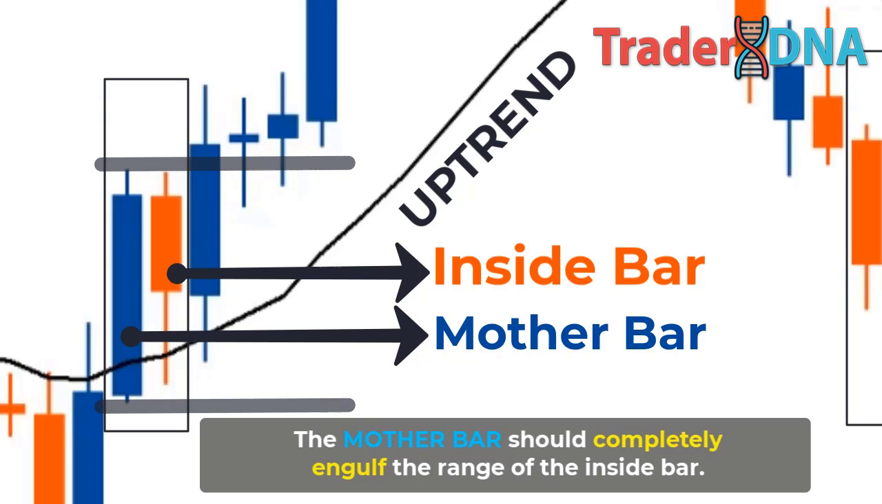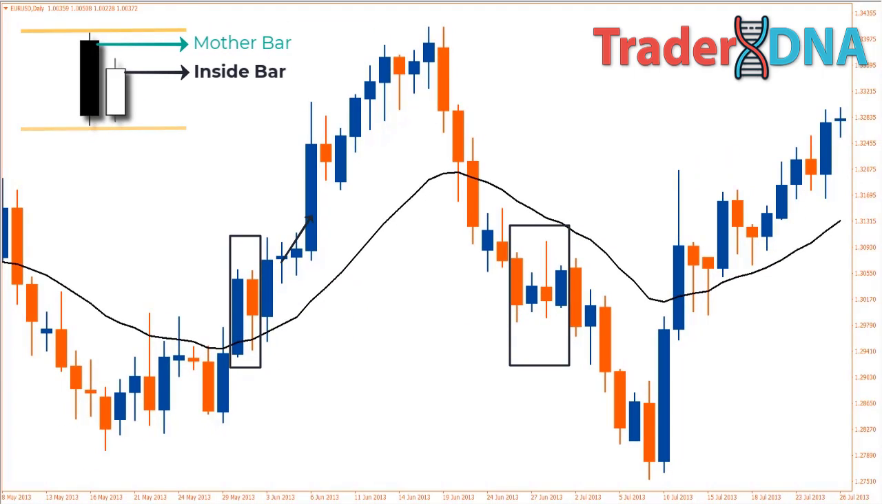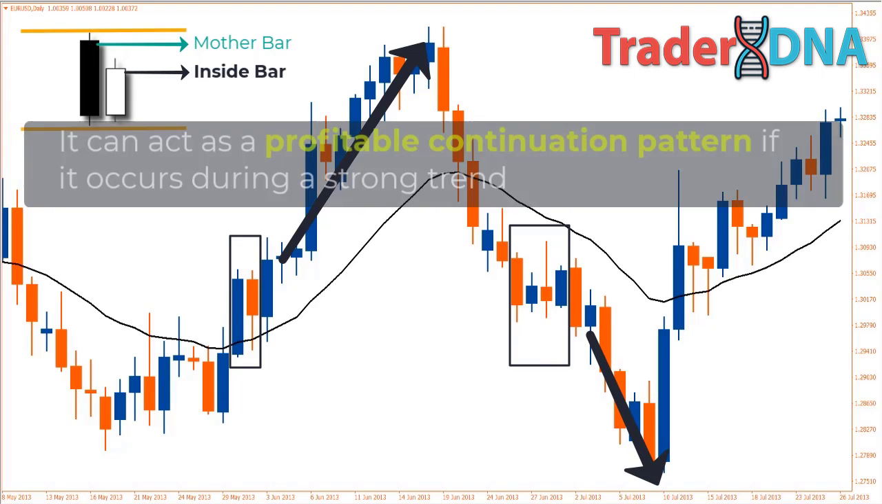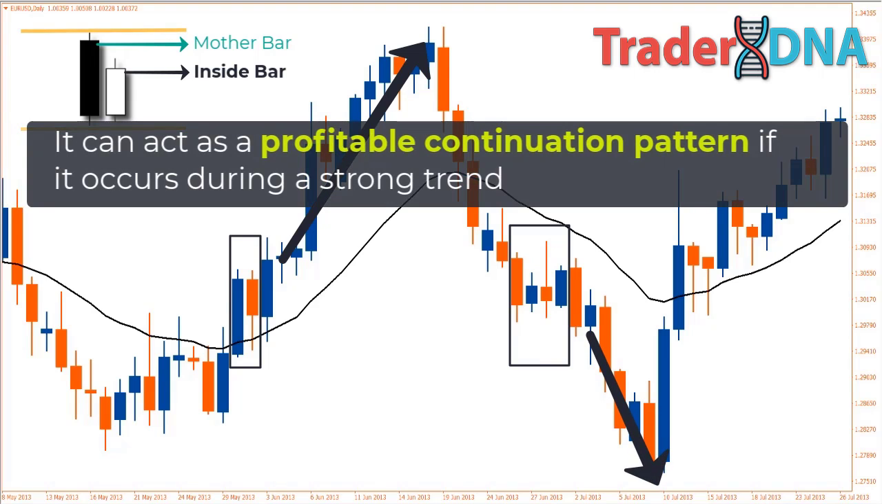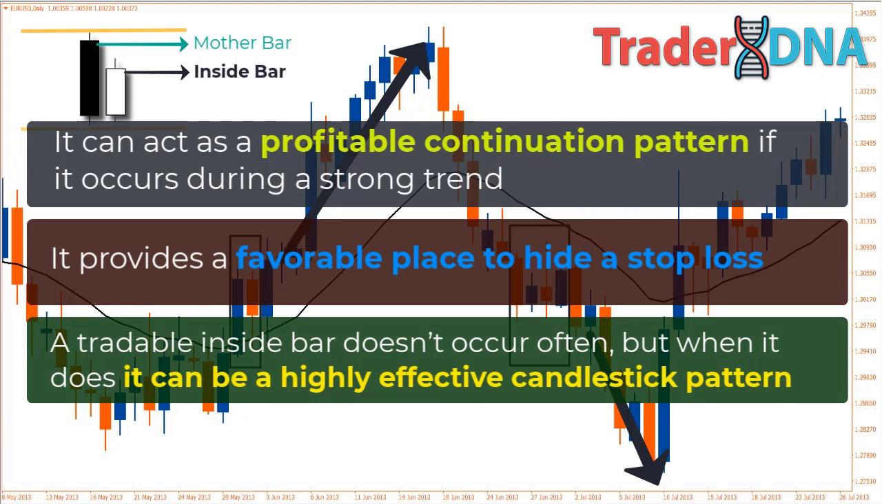So what makes the inside bar so lucrative? When it comes to Forex or stocks candlestick patterns, the inside bar is my second favorite pattern to trade. Here's why. First, it can act as a profitable continuation pattern if it occurs during a strong trend. Second, it provides a favorable place to hide a stop loss. Third, a tradable inside bar doesn't occur often, but when it does it can be a highly effective candlestick pattern. Here is an excellent example of the inside bar in action.